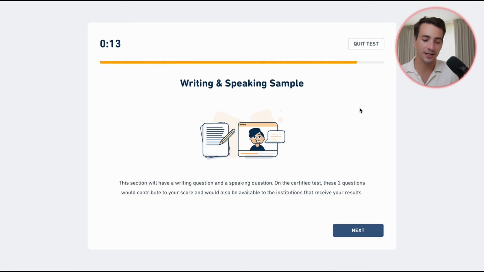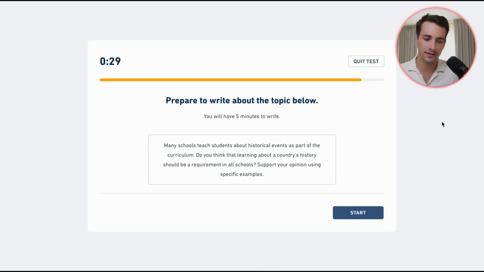And we're in the final section. We now have the writing and speaking sample. This is how the test will always end, with these two questions. All right, so for the writing sample, we have 5 minutes to write, 30 seconds to prepare your response. It's identical to part A of interactive writing.